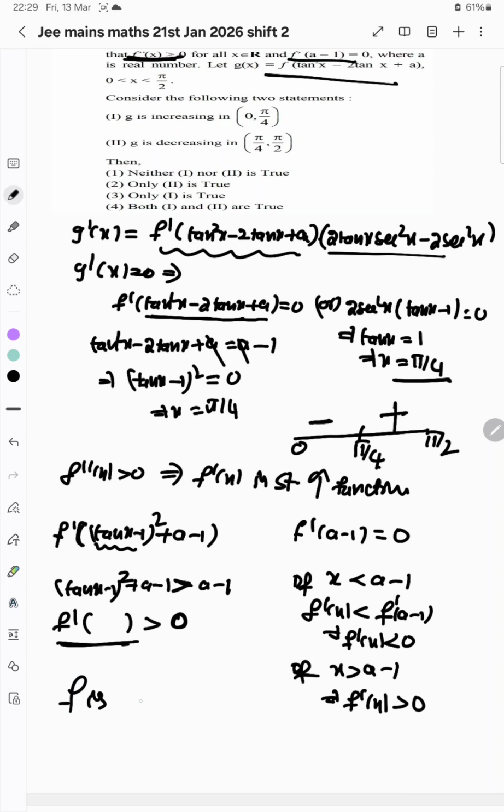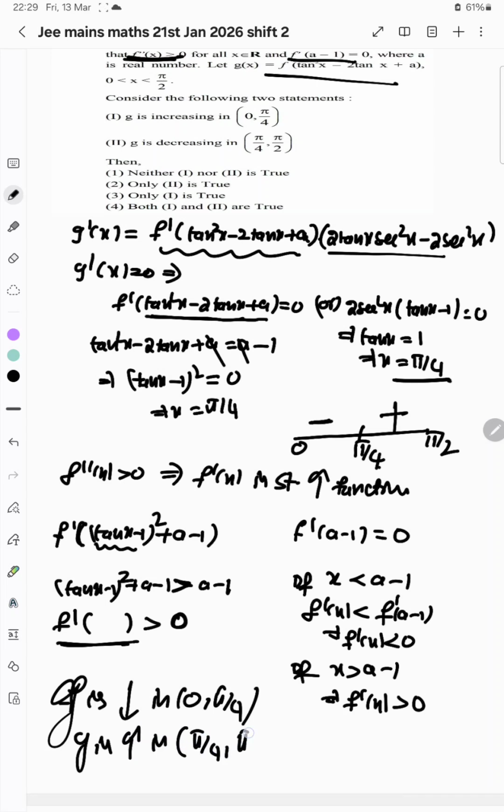So from the options, what can we conclude overall for the question? Sorry, not f, the g function. G is decreasing in 0 to pi by 4 and g is increasing in pi by 4 to pi by 2. See the first option says increasing, so wrong. The second one says decreasing, so wrong. So both are wrong, so our option is the first one, neither one nor two is true.